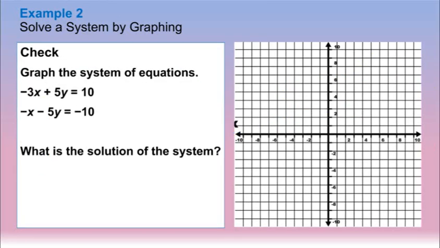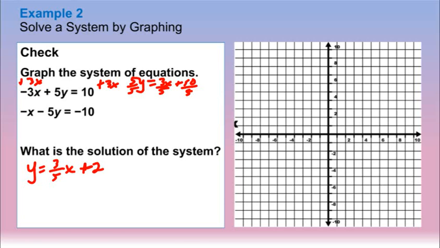Next, graph the system, and then we need to determine the solution if there is a solution. I need to put this in y equals mx plus b first. So I'm going to add 3x. So now I have 5y equaling 3x plus 10 divided by 5. I now have y equals 3/5 x plus 2.